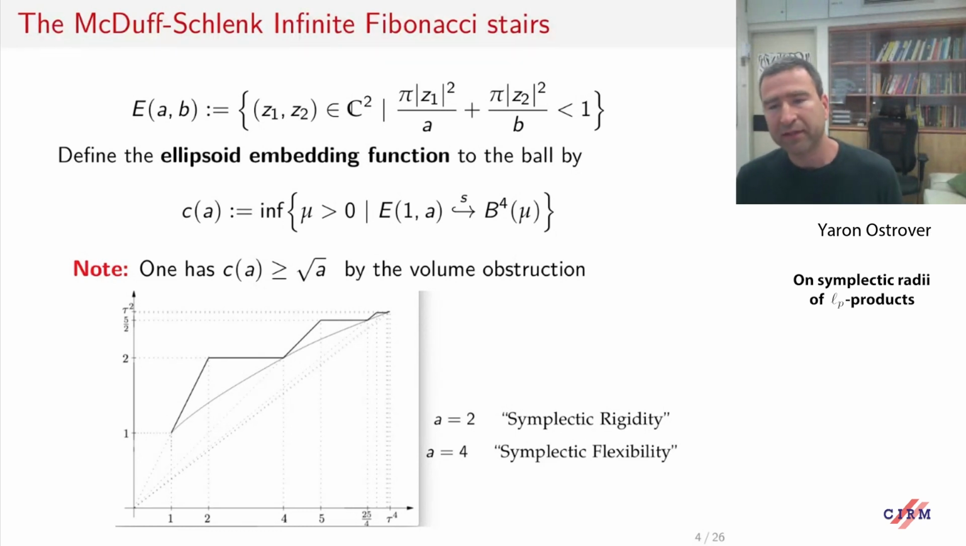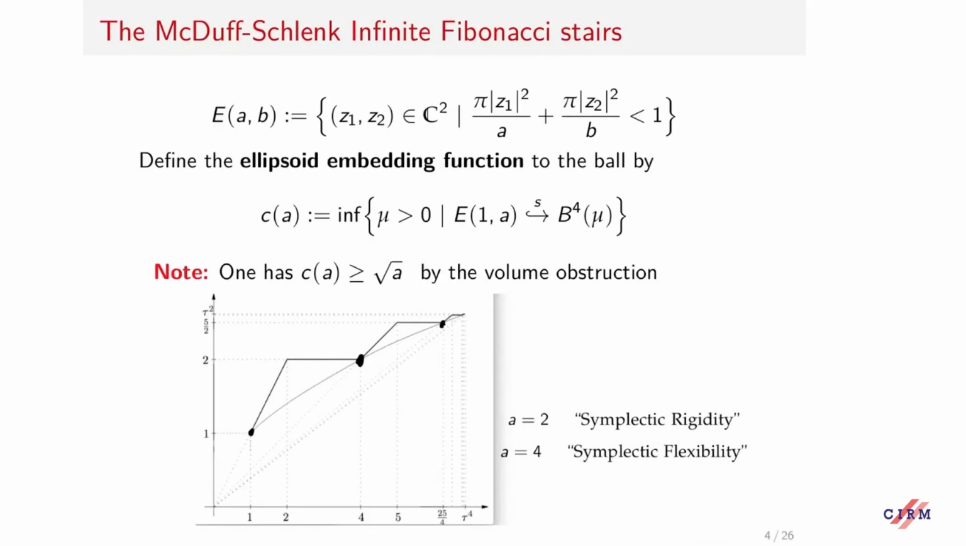So we see that even in a relatively simple example, the embedding of an ellipsoid into a ball, the behavior is quite complicated. So we see both symplectic flexibility, like in the points here, that the volume is the only obstruction. And there are these points here, for example, that we have what we call symplectic rigidity, that although there is no volume obstruction, there are certain symplectic topological obstructions for this embedding.